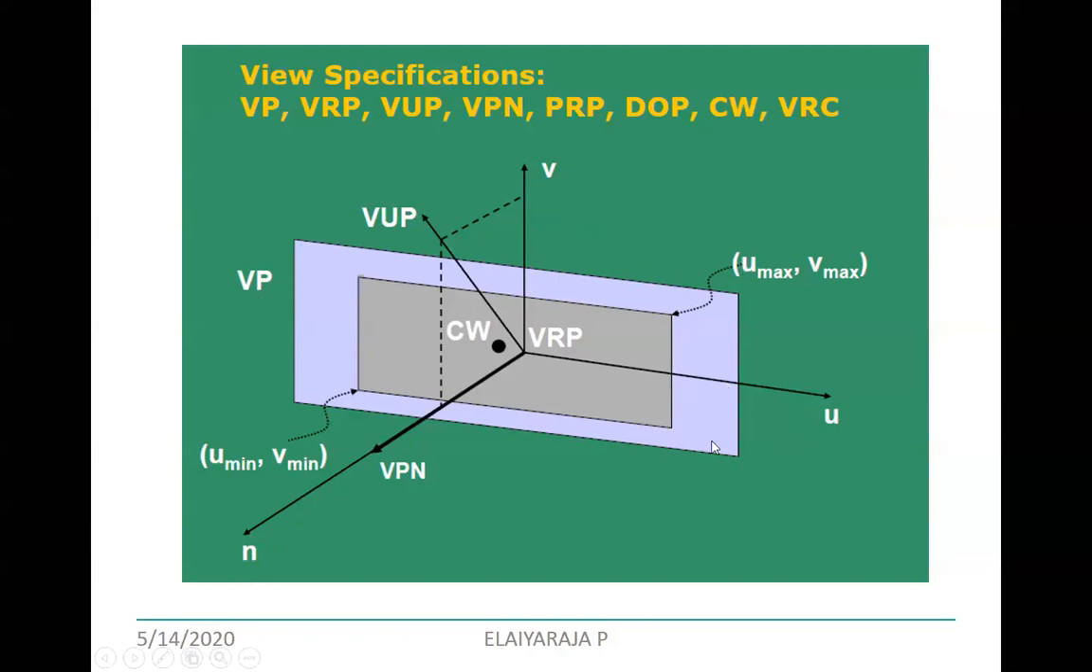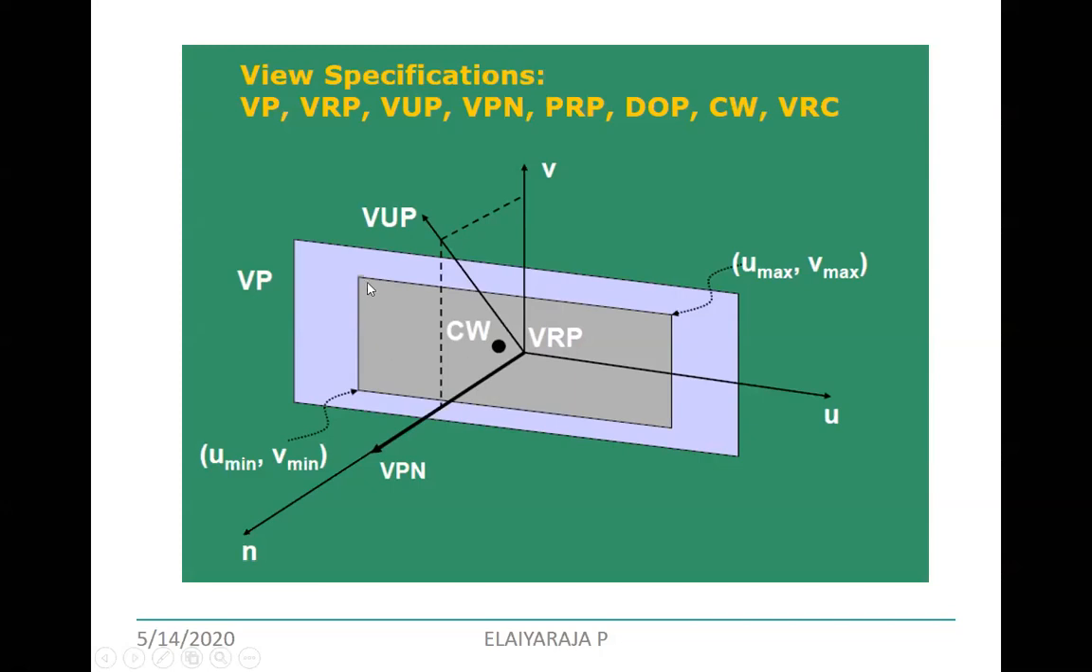With respect to this viewing plane, you have the viewing plane up vector value, then the reference point, then through which axis you are going to view the particular viewing plane, so you can bring back to the normalized coordinate of the particular viewing plane.